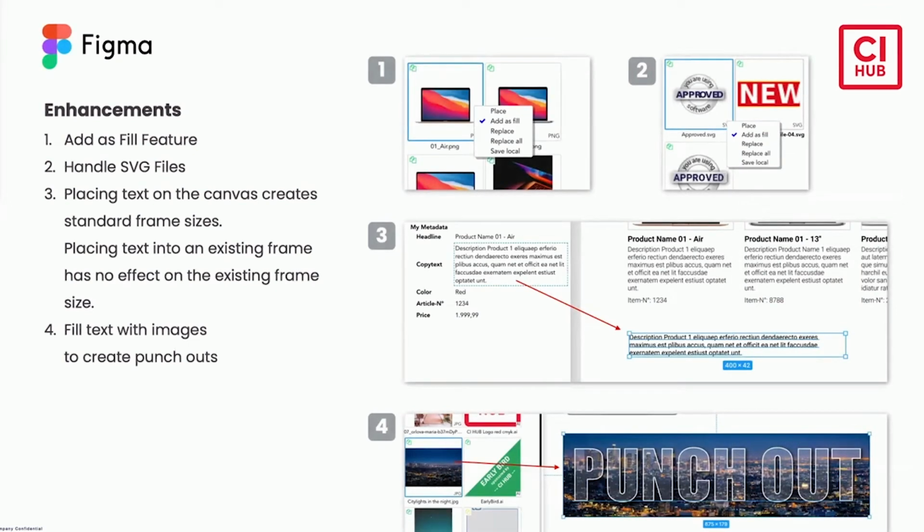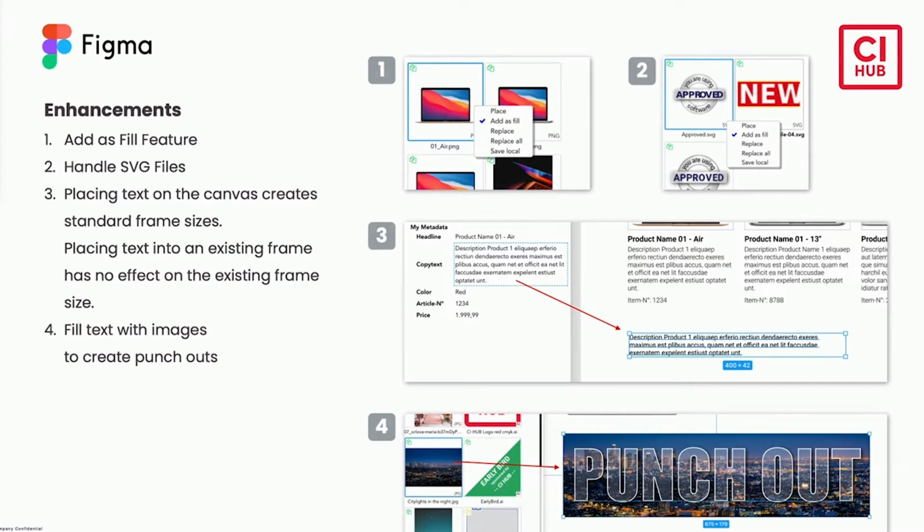Next, again, we have Figma enhancements. You can now add images as a fill, not only place an image, so you can add assets as a fill. You can use SVG files. We have beautiful previews of SVG files. Placing text in the canvas creates a standard frame size, so it's reduced to 400 pixel width. So it doesn't go over the whole board if you're using metadata fields.